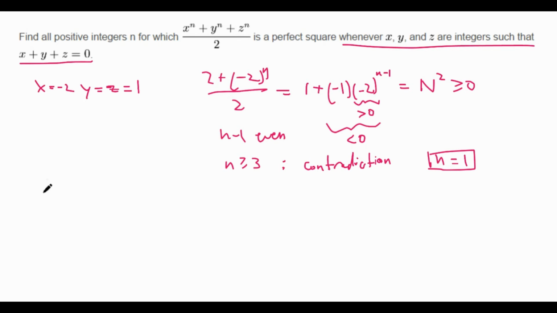So now all we need to do is check n minus 1 odd. So this was n minus 1 even. Now let's do n minus 1 odd.